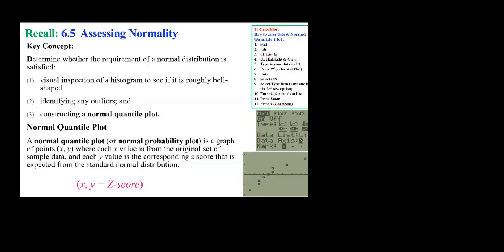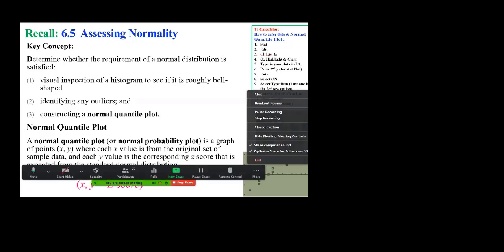We also looked at methods of assessing normality. We know how to use a TI calculator to graph it. It was explained, and we have it right here. But in short, when you're given a bunch of data, all you have to do, corresponding to each piece, find its z-score and plot the pair x comma y equals to the z-score. Let's go to the new stuff.